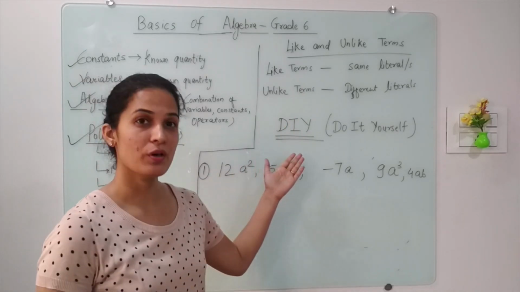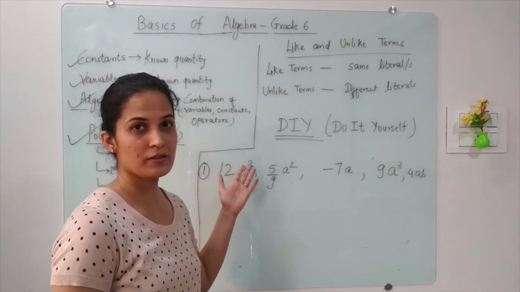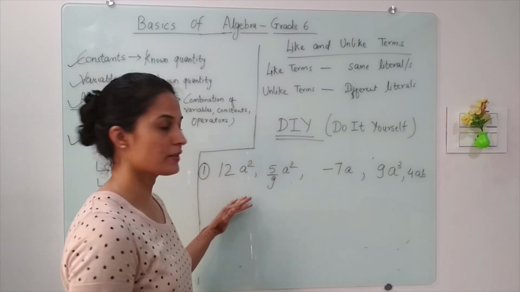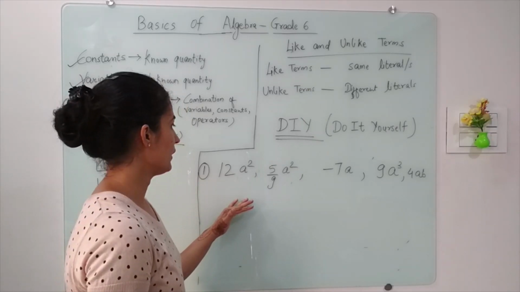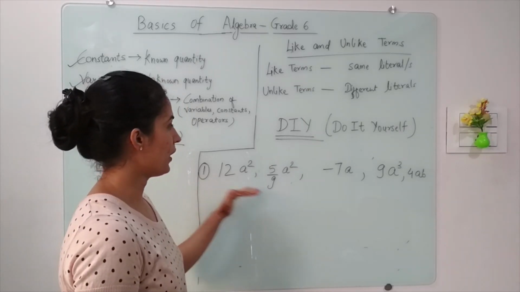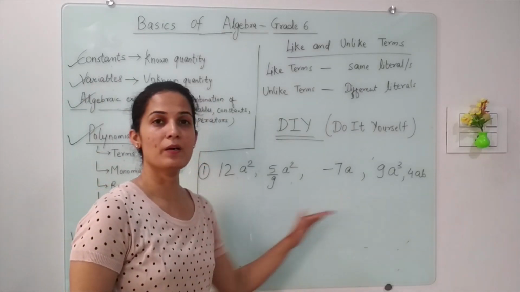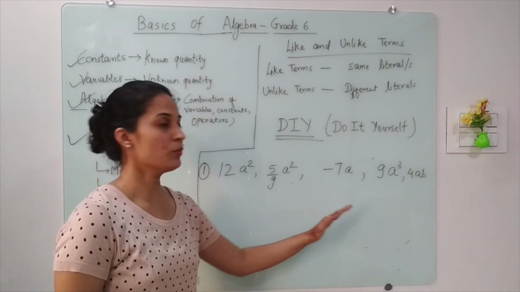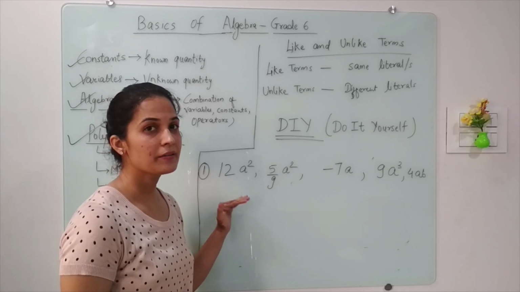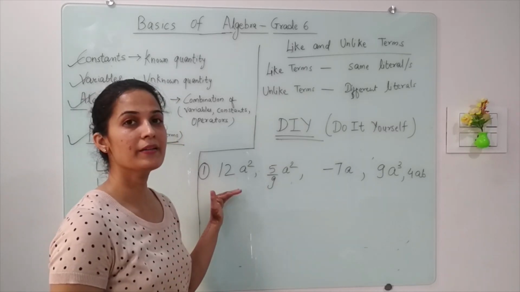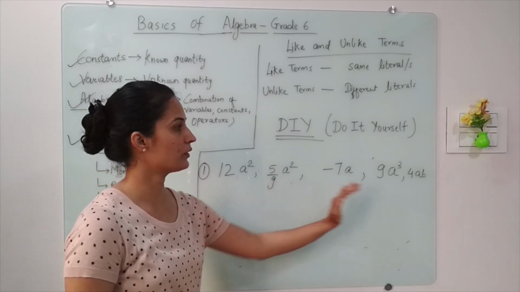Again, there is a do-it-yourself for you. You can write your answer in the comment box. Here is the question. There are 1, 2, 3, 4 and 5 terms in this particular question. You have to identify the like terms. What are the like terms in this particular question?